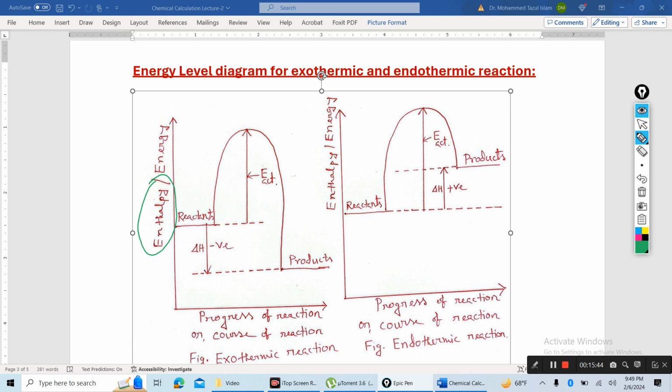Enthalpy on the y-axis, and on the x-axis progress of reaction or course of reaction, or you can write reaction path. The first one is the energy level diagram for an exothermic reaction, and the second one is the energy level diagram for an endothermic reaction.